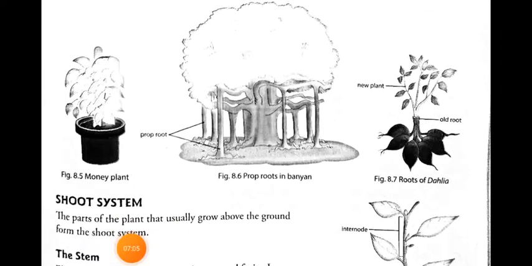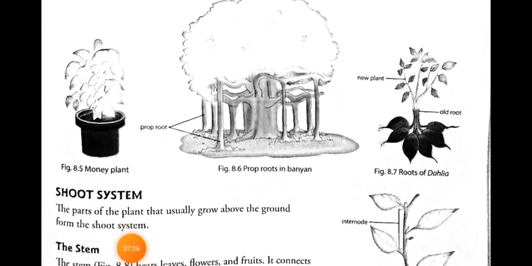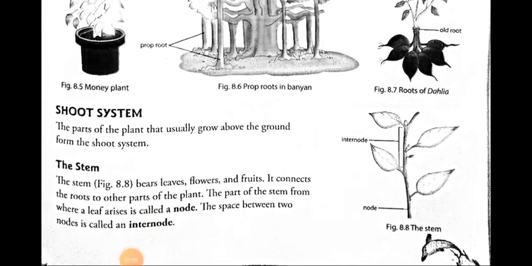Now today we are going to see about our shoot system. What is a shoot system? The part of the plant that usually grows above the ground, or above the surface of the ground, is known as the shoot system.